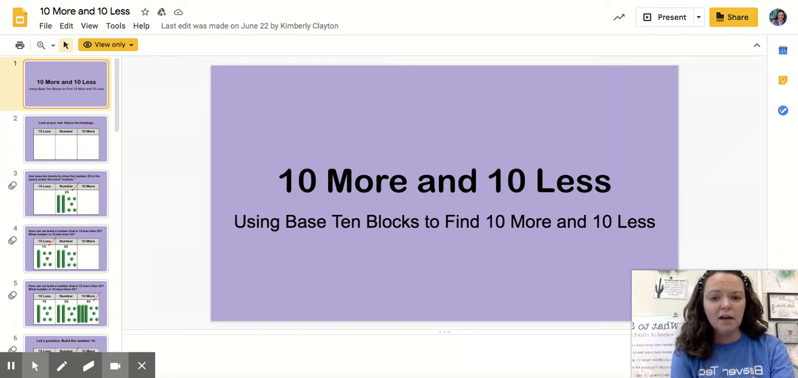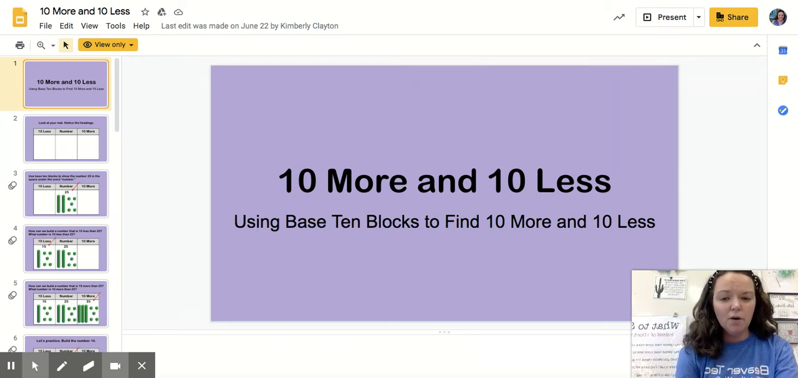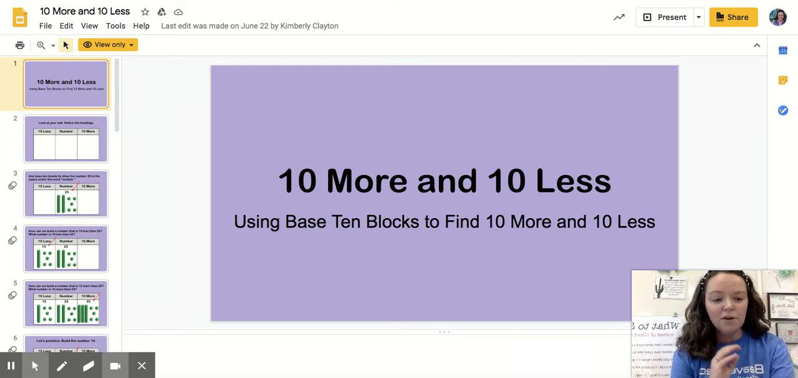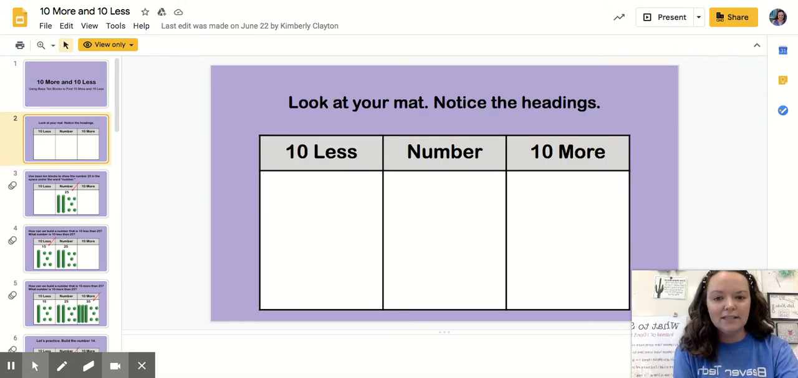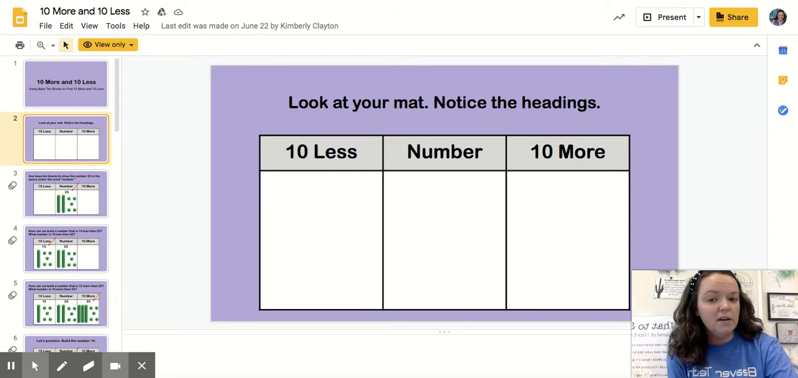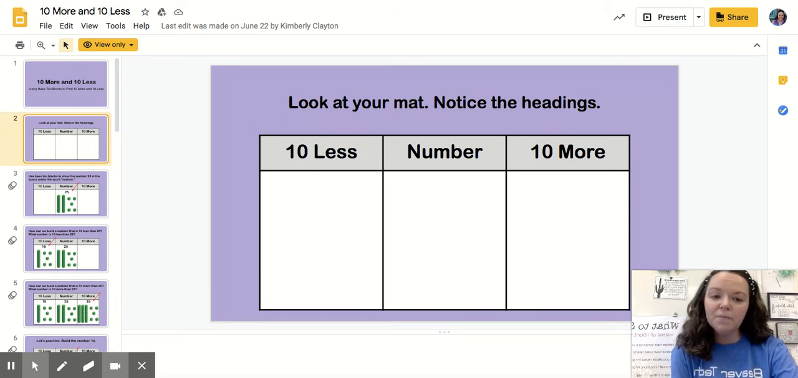All right, so looking on our screen, we're going to be using our base 10 blocks, and we're going to be counting 10 more than the number and 10 less than the number. And there's a pattern to it, so it will really help us out. So you're going to see me looking at this mat, and we're also going to be working on this in Seesaw, so you'll see this a little bit later. We're going to have a number here in the middle, and here on the left, we're going to have a number that's 10 less than the middle number, and then the number that's 10 more than the middle number.